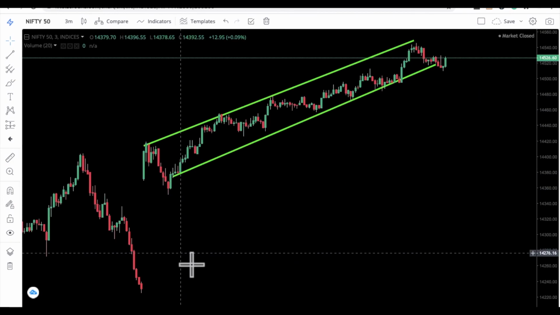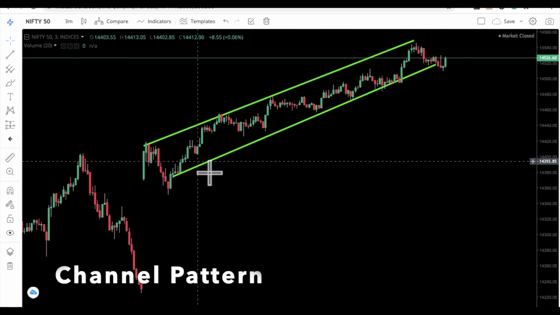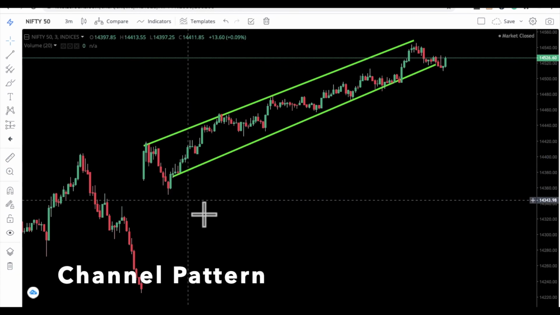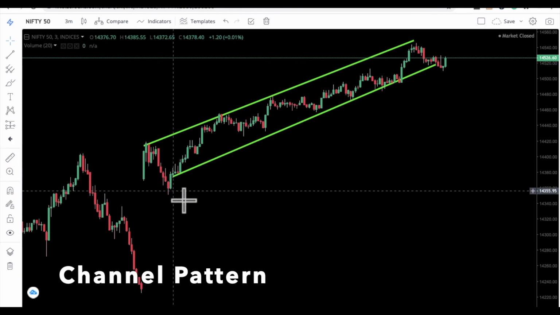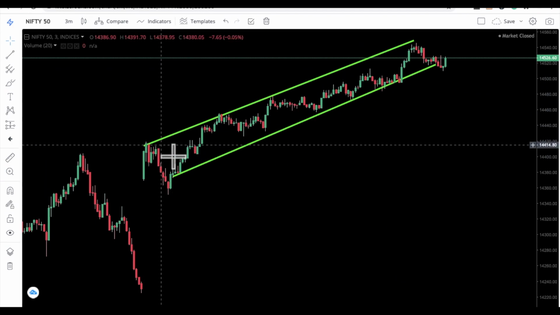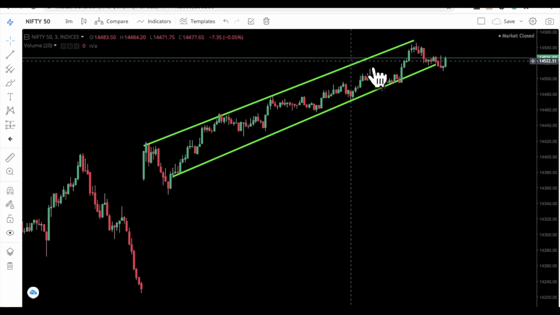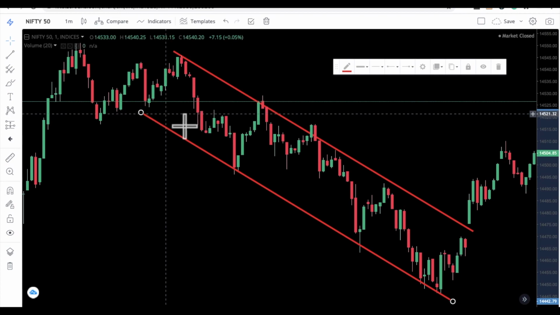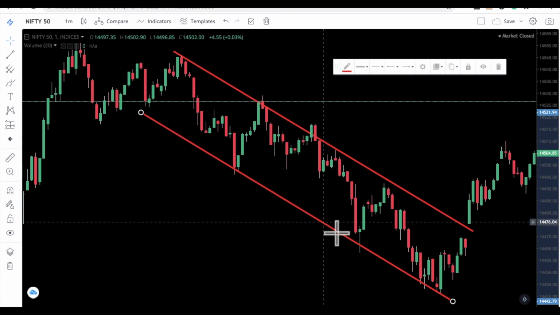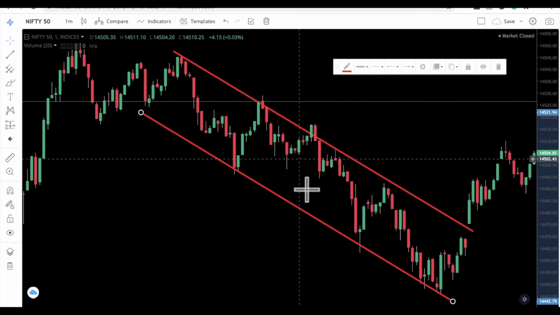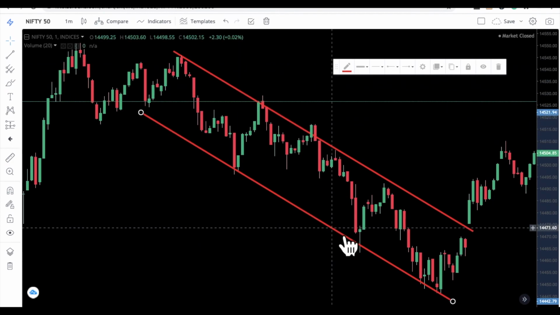One more type of dynamic support and resistance is channel pattern. This is a Nifty 50 chart, 3 minutes time frame, for the date 19th Jan 2021. That is today. Can you see how nicely this line is acting as a support line and this line is acting as a resistance line? This is a channel pattern for an uptrend. If you see, this is a downtrend channel pattern. Here, this line is acting as the resistance level and this line is acting as a support level.